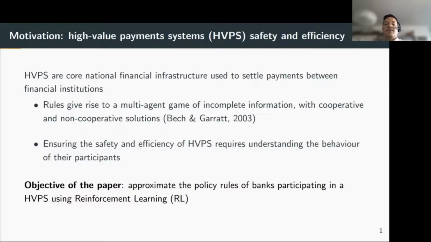To aid in achieving the efficiency of these systems, we need to understand the behavior of participants. So this is the objective of this paper. We want to approximate the policy rules of banks participating in these systems using reinforcement learning.